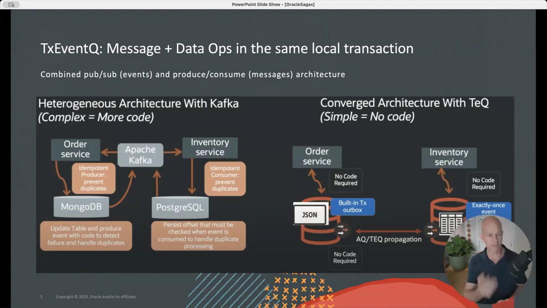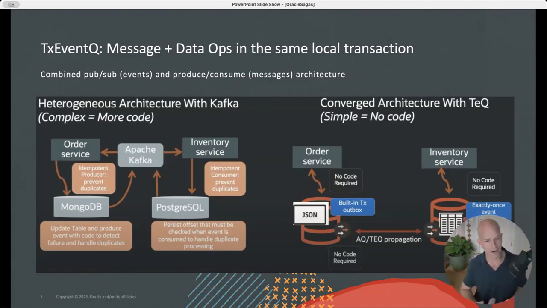So, a quick example of an order inventory service, where an order is placed, that order is persisted in the database, and a message is sent from the order service to the inventory service. The inventory service gets the message, checks the inventory and adjusts it, and then sends a message back to the order service about the inventory status. The order service updates its order in reaction to that, okay?